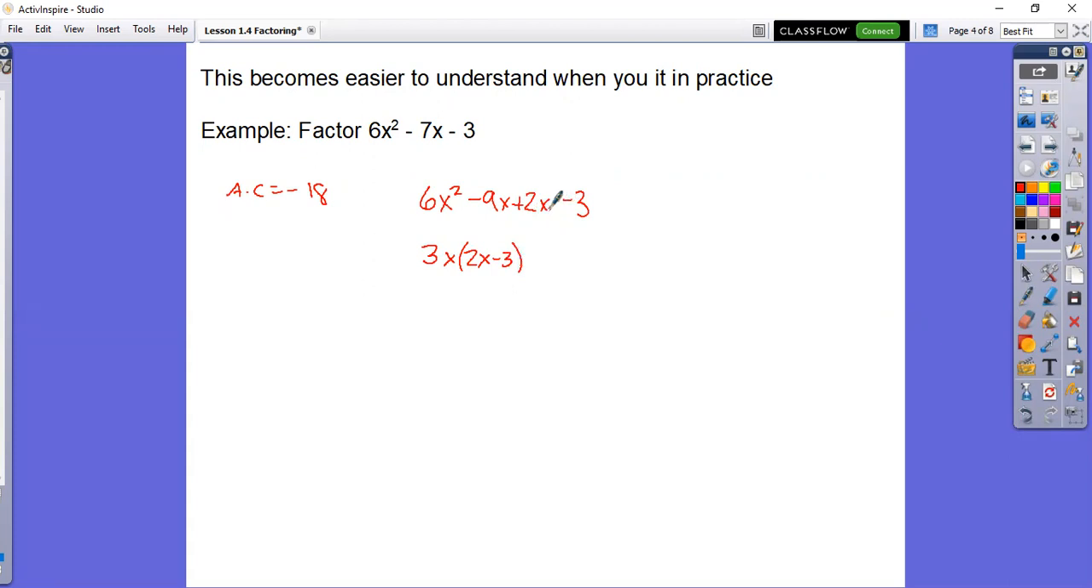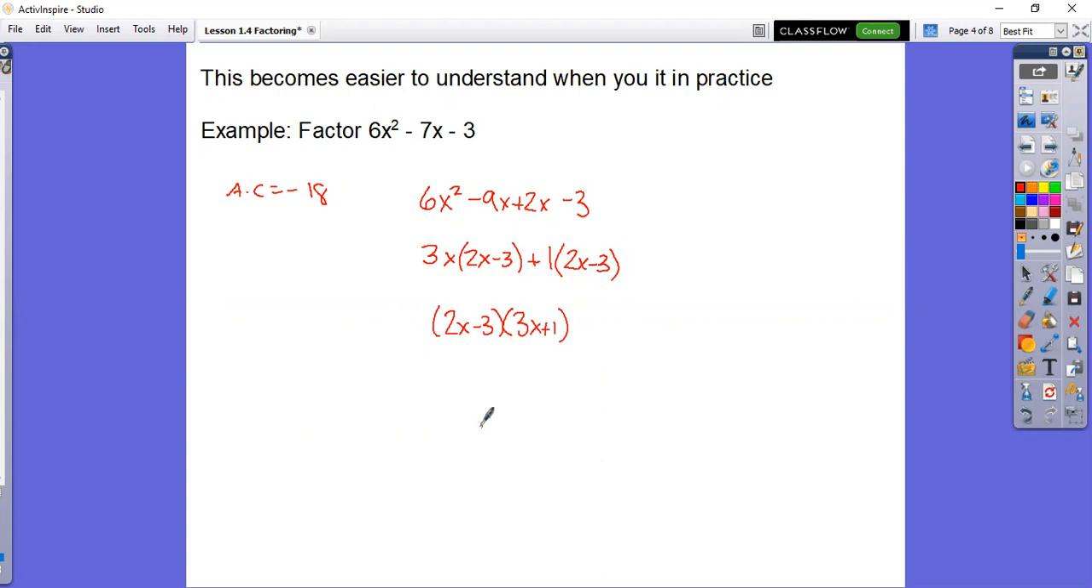In the second term, there is no greatest common factor, so I'm just going to factor out a 1, just so you can see it for the sake of this example. So this is 1 times 2x minus 3. So if you notice here, I now have 2x minus 3 in both of these terms, so I can actually factor that term out of both, and I'm left with 2x minus 3 times 3x plus 1. And I have now factored by grouping.